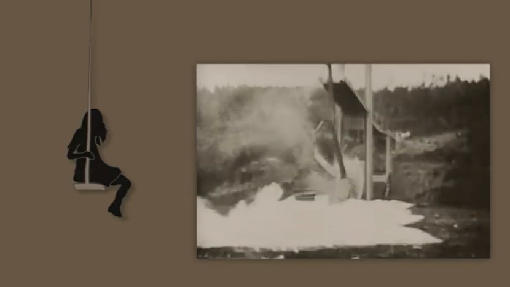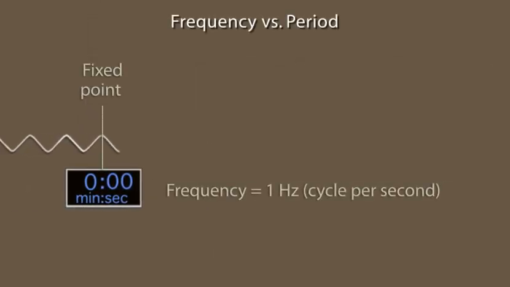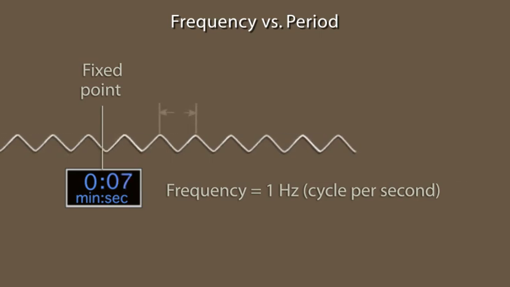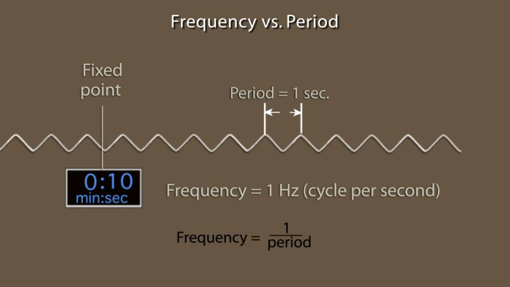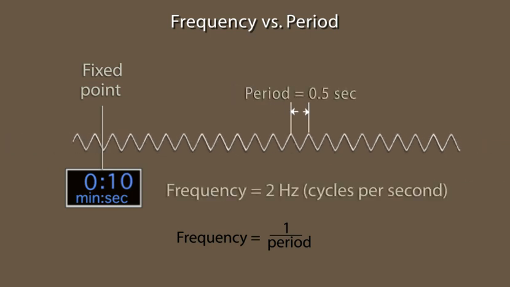tore apart. The frequency of a wave refers to the number of waves that pass through a point in 1 second. A period is the amount of time that it takes one wave cycle to pass the given point. A frequency of 1 cycle per second has a 1 second period. If the frequency doubles to 2 cycles per second, the period is only half of a second.